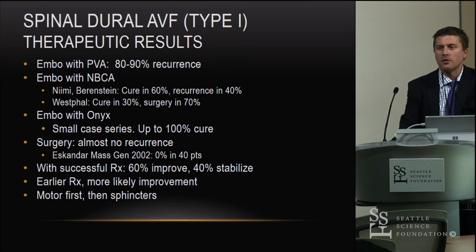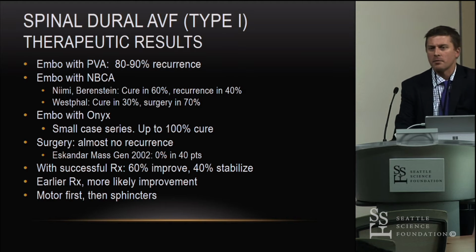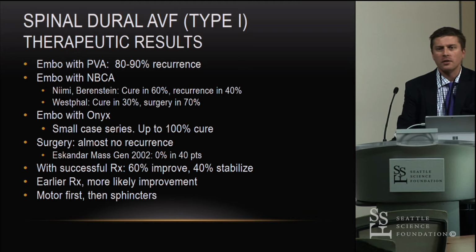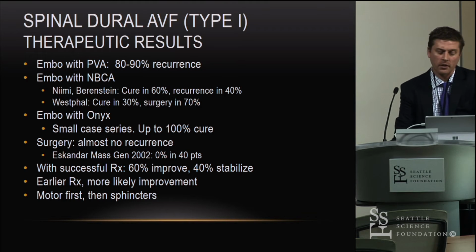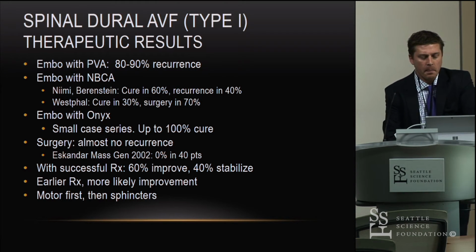NBCA is a little bit harder to use now that we have Onyx, but it can be very effective. With Onyx now, depending on the case series you look at, most of them pretty small series, you can have up to 100% cure. So if you're selective about who you treat with Onyx, you can get really good results. Surgery is really easy, and the results are fantastic. So it's really hard to argue, unless someone's not fit for an operation, that we shouldn't do surgery on these cases, because it's really straightforward, as you saw from the video.